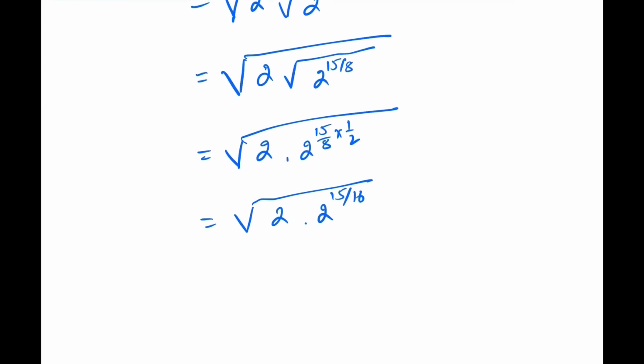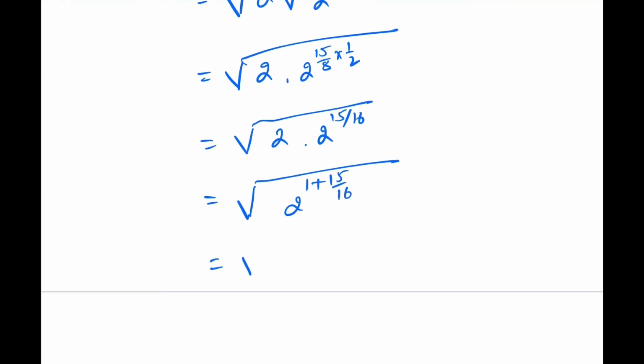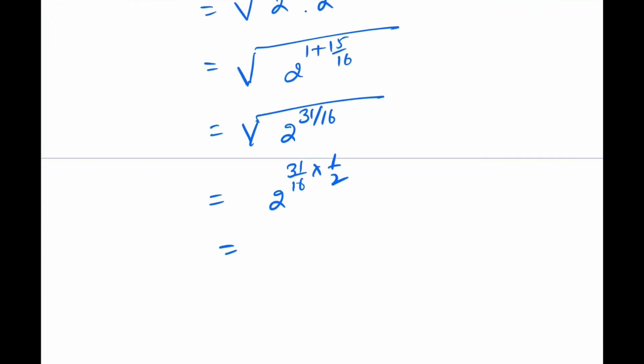Now this is equal to under the root 2 raised to the power 1 plus 15 by 16, and this is equal to under the root 2 raised to the power 31 upon 16, and this is equal to 2 raised to the power 31 upon 16 into 1 by 2, and this is equal to 2 raised to the power 31 upon 32. So our answer is 2 raised to the power 31 upon 32. This is our answer.